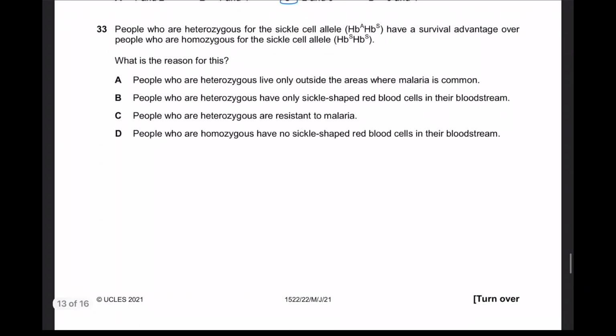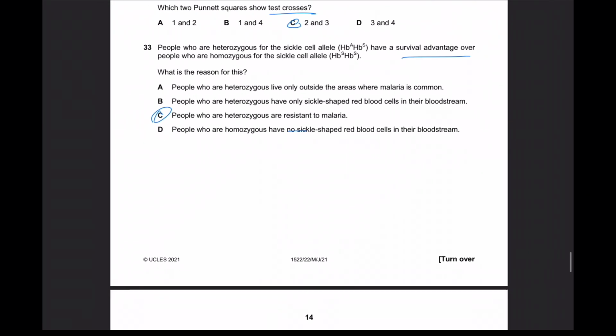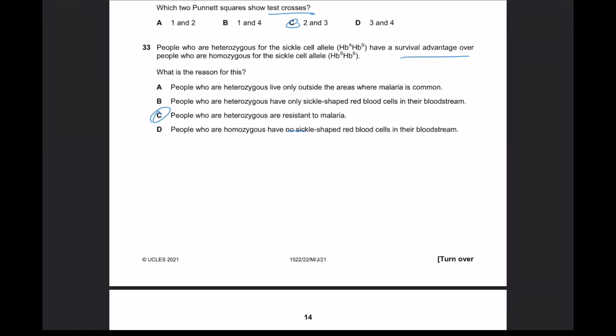Next question. People who are heterozygous for the sickle cell allele have a survival advantage over people who are homozygous for the sickle cell allele. What is the reason for this? This would be because they're resistant to malaria, which is C. People who are homozygous would have the sickle cell shape, so the information for D is incorrect.